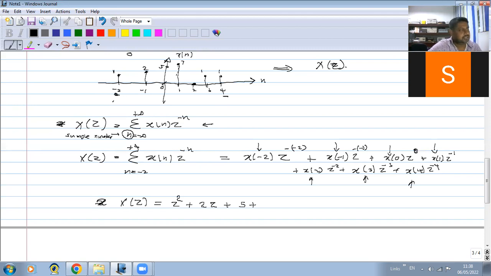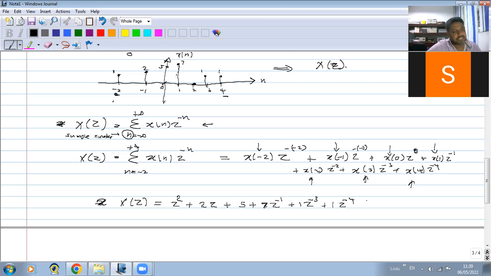x[1] is 7, so 7 z^(-1), plus x[2] is 0, so 0 z^(-2), so you will have 0 here. We don't need to write the 0. And x[3] we have 1, so we have 1 z^(-3), plus x[4] also 1, so you have 1 z^(-4).